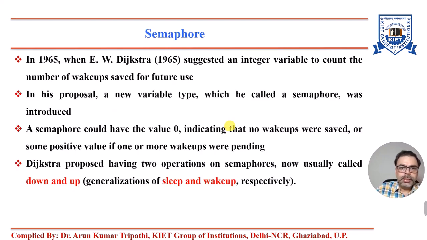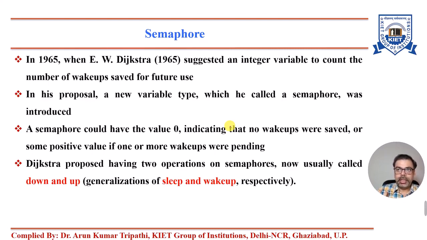Now, semaphore. Semaphore was suggested by Dijkstra. It has two functions known as down and up, sometimes known as sleep and wake up. Semaphore has two values, either 0 or 1.